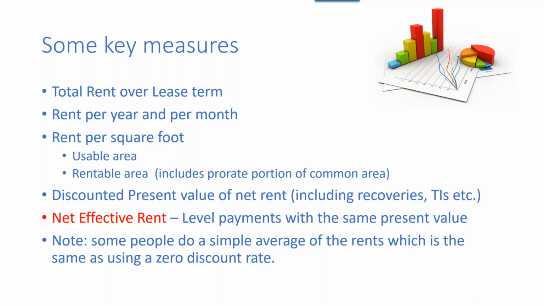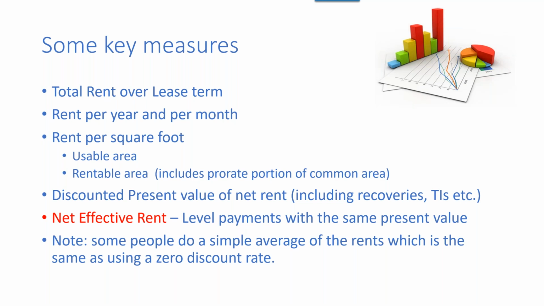And then I'm going to emphasize the importance of looking at a present value of the different lease alternatives that take into consideration the recoveries, the tenant improvements, any steps in the lease, moving allowances, all that stuff is captured in the present value. And then even more important or related to that would be to take another step and calculate what we call the net effective rent, which is as if all the lease payments were level every year. And it'd be level payments that have the same present value. I'll show you some examples of that here in a minute.